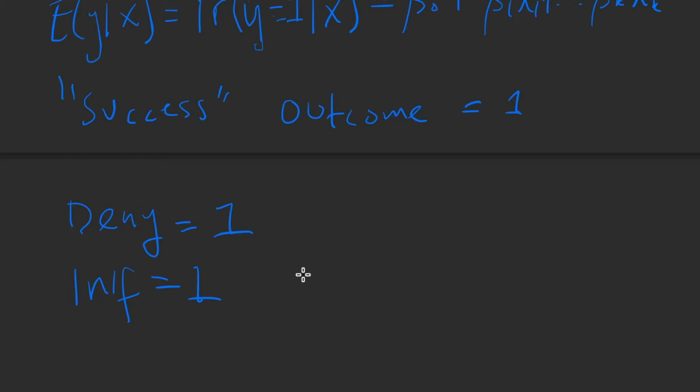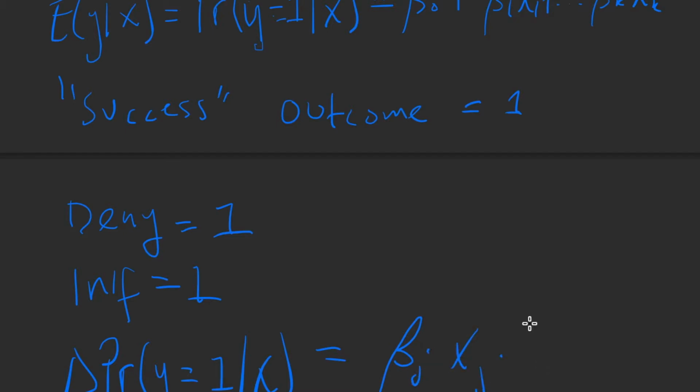So let's consider how the probability changes for changes in the explanatory variables. We can describe the change in the probability of success, so the change in probability that y equals 1 given the values of x. For a change in a given explanatory variable j, that's going to be equal to beta j times the change in xj. So for a 1 unit change in xj, the change in probability of success is given by beta j. And this probability is in decimal form.